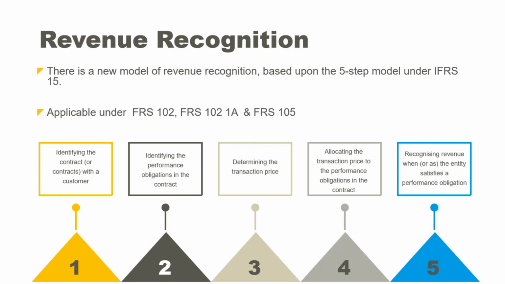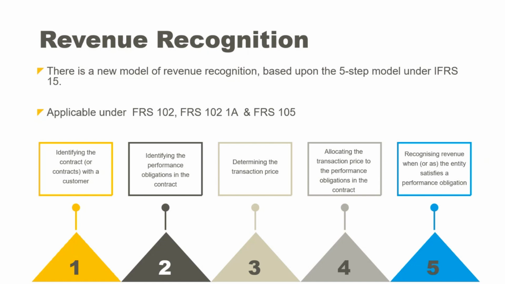Step 4 is all about allocating the transaction price that you've determined in step 3 against the performance obligations in the contract that you've identified in step 2. And finally, step 5 is recognizing revenue when or as the entity satisfies a performance obligation. So it could be over time or it could be at a point in time.